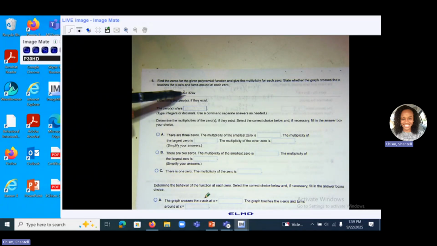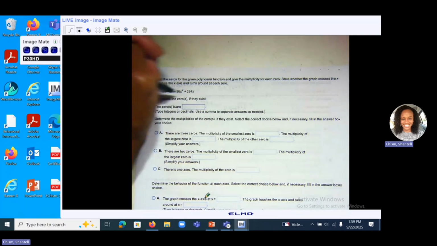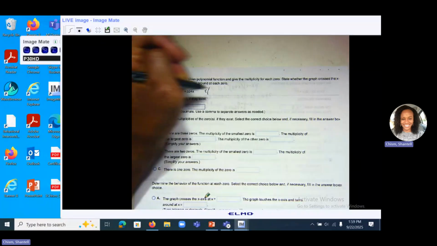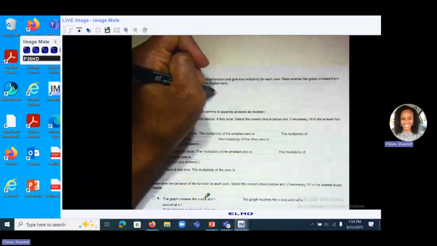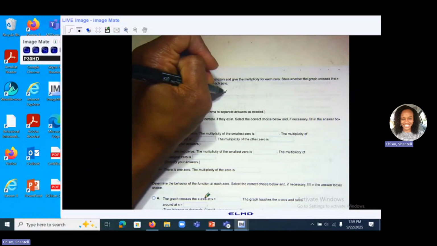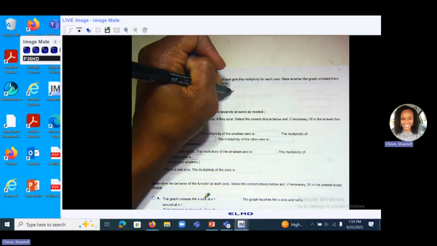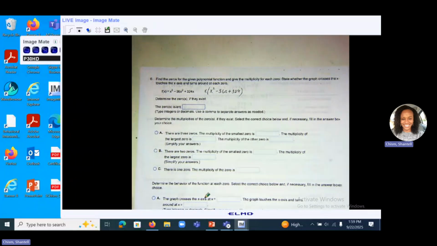Anytime you're dealing with a polynomial function, you're attempting to solve it, of course, by factoring. And when factoring, you always look for a GCF first. So my GCF here would just be an x I'm going to pull out. And that leaves me with x squared minus 36x plus 324, which is a huge number.